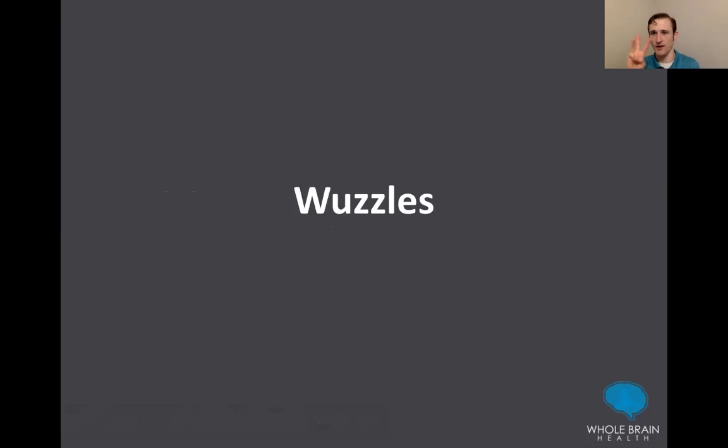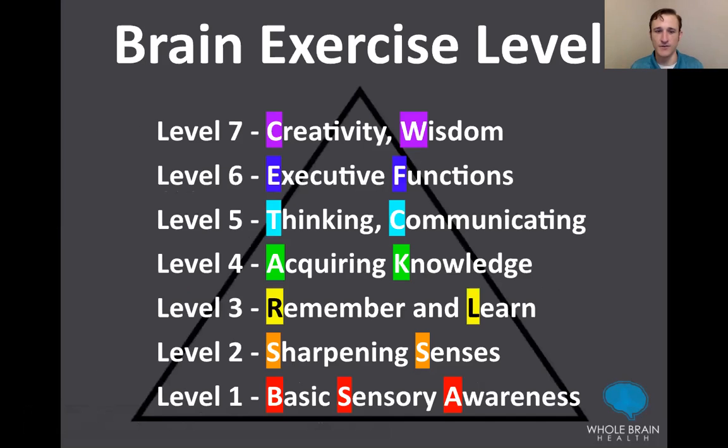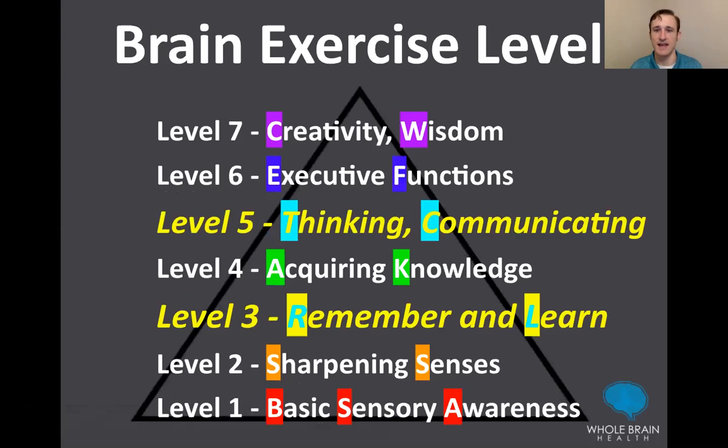Let's go into our third and last brain exercise for this class, which is going to be Wuzzles. This is going to be our brain exercise levels 3 and 5. Level 3 is remembering and learning. It's categorization of the information, the input that we're receiving from our world that we see, we hear, we smell, we taste. And then level 5 is thinking, communicating. We are trying to understand what the organization of this puzzle is. So you're going to have to use your thinking capacity, comparing with information that you have from before and determining the answer.